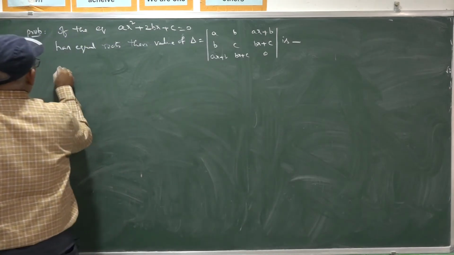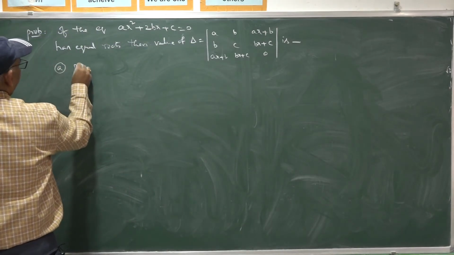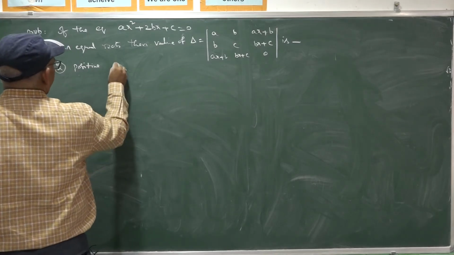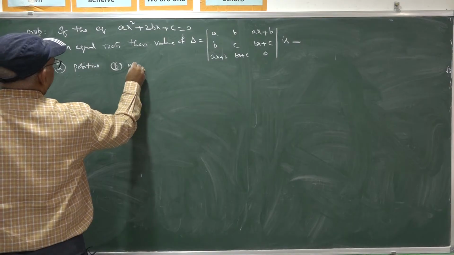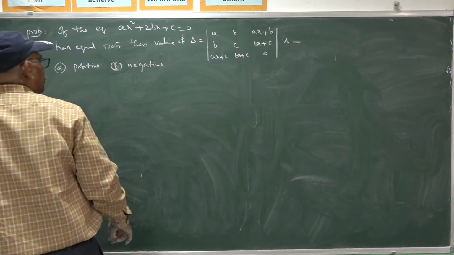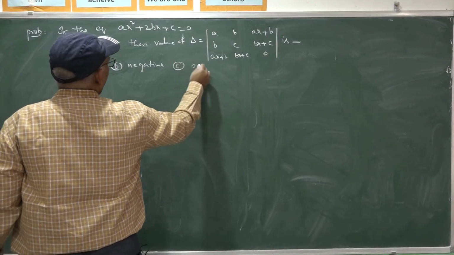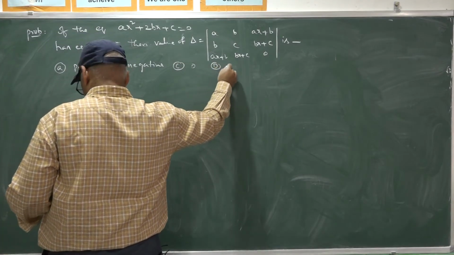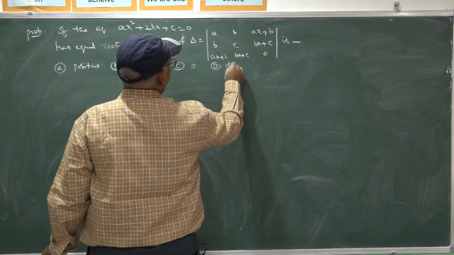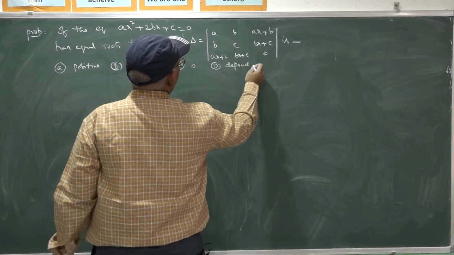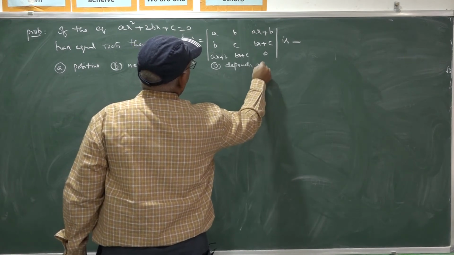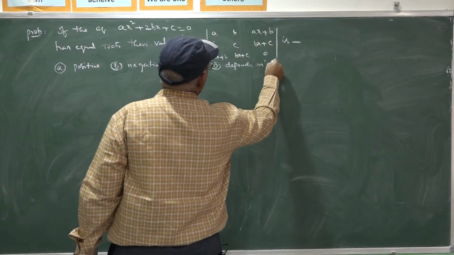Here the options are: positive, the determinant value is positive; second one negative; third one 0; fourth one depends on A, depends on the value.